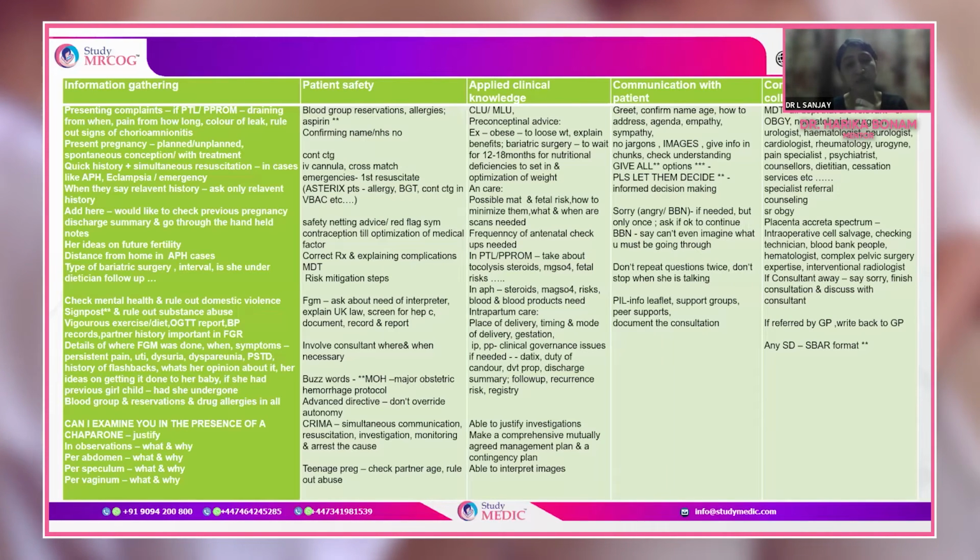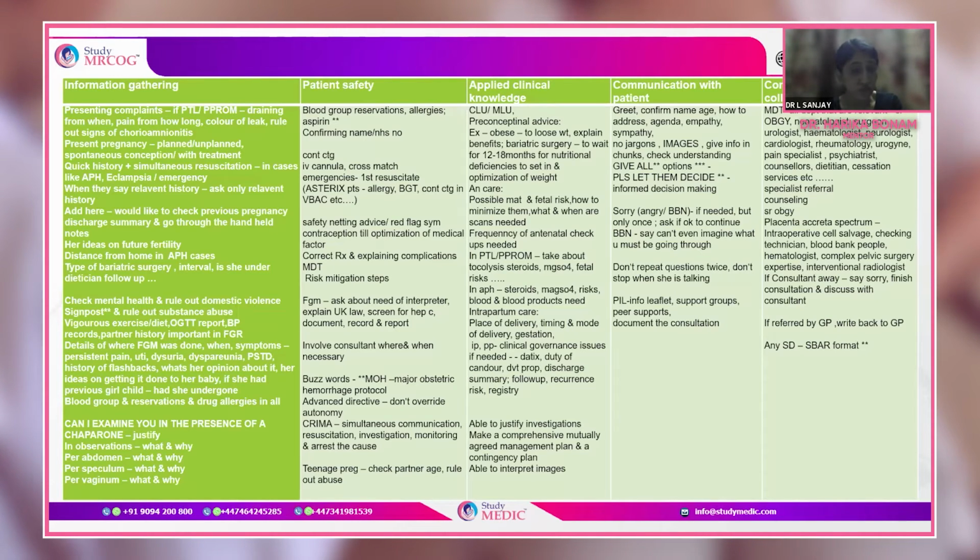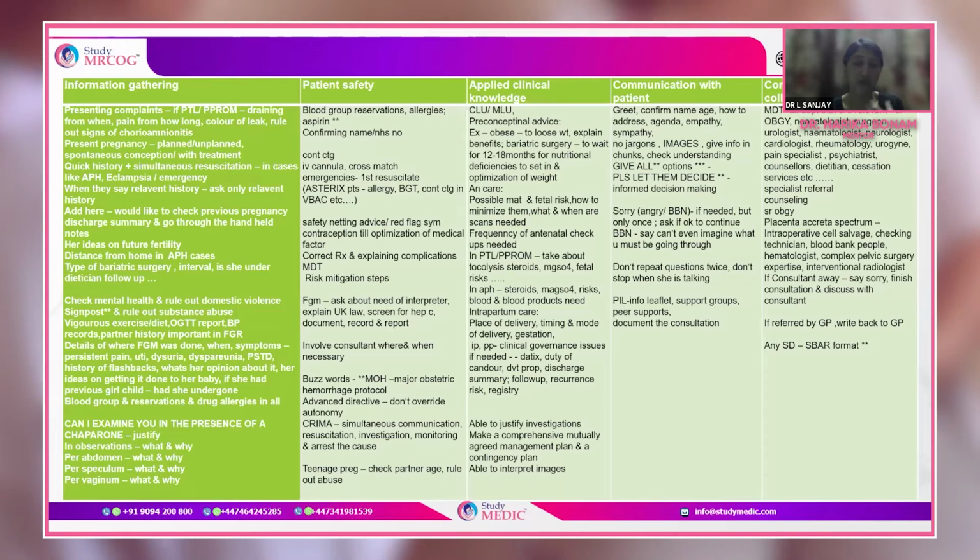And then one person will be a scribe, and one person will be sending all the investigations to the lab. The other person will be arranging for blood, and the other person will be involving the consultant. And all these things, everything will come in one single word called CRIMA.